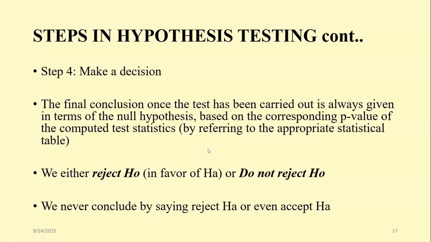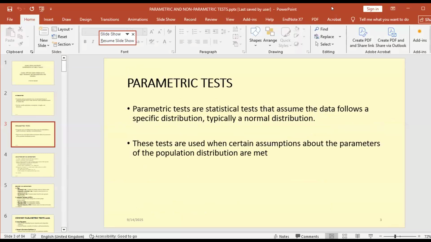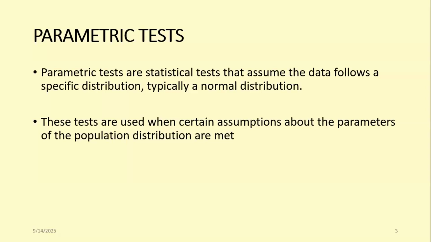So I will now start with parametric test. So let's start with parametric test. Parametric tests are statistical tests that assume the data follows a specific distribution, typically a normal distribution. These tests are used when certain assumptions about parameters of the population distribution are met.